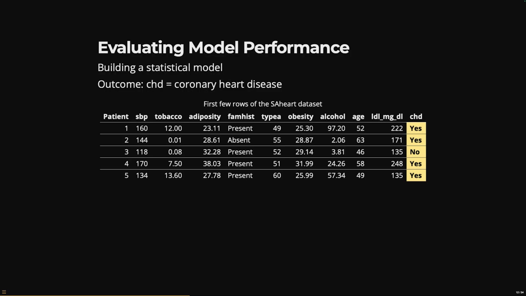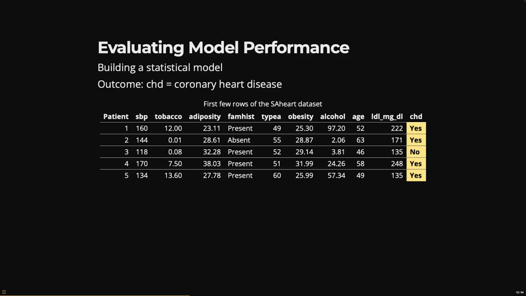Okay, so I'm going to use a data set that's just available publicly. And the outcome in this model that we're going to build is coronary heart disease. Okay. And it will be yes or no. So not how much do you have? It's just, do you have it or not have it? And this is an example of a few rows of that data set.